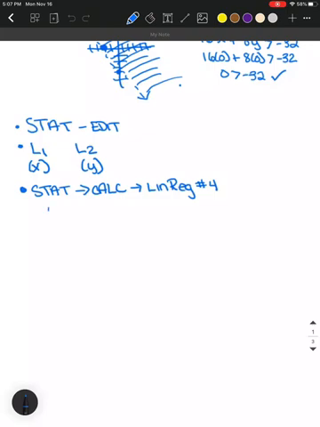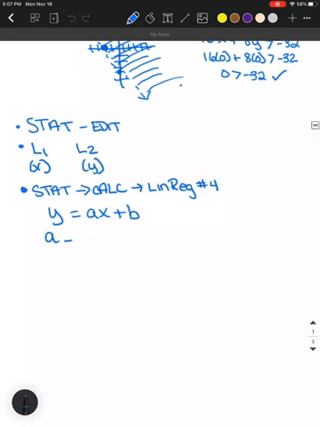And I have Y is equal to AX plus B. So it says my A is 0.8024. My B is 35.26. And my R value is 0.9783.